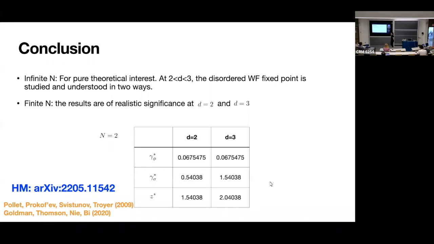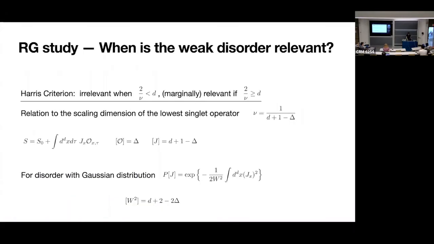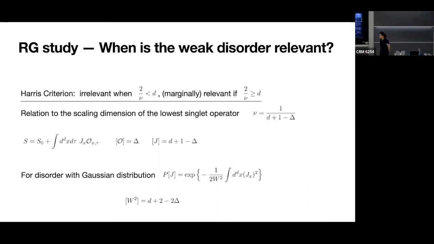Nu is 1 over d plus 1 minus delta, I guess. Right, I see. Okay, one would have to calculate. They have a value of nu, they quote it. I see. Yeah, I should check that paper. Maybe I only read rather old papers.